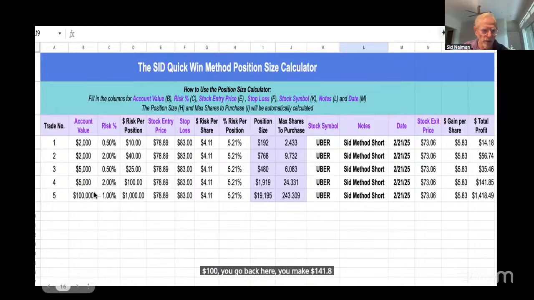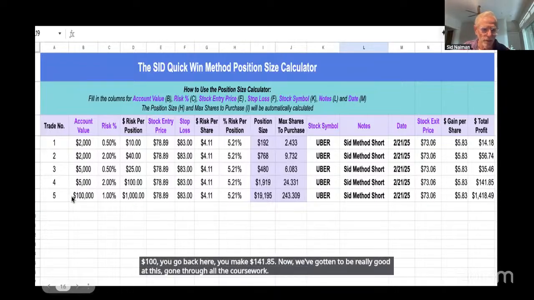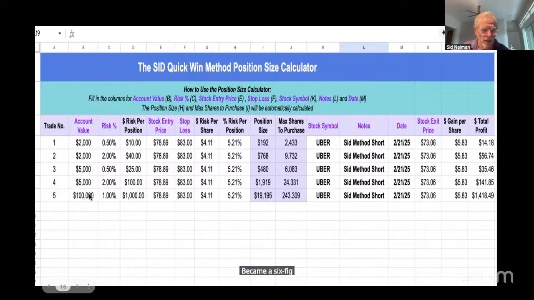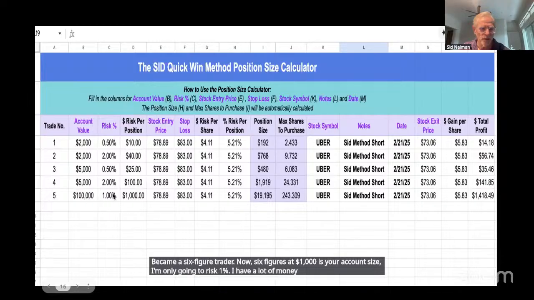Now we've gotten to be really good at this, gone through all the coursework, became a six-figure trader. Now, six figures, $100,000, is your account size. I'm only going to risk 1%. I have a lot of money, I don't want to risk a lot. I'm conservative for only risking 1%. Now, remember, you can risk between 0.5 and 2% as the range you want to use.